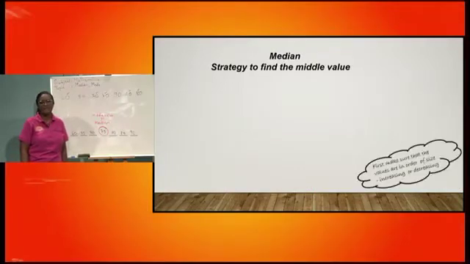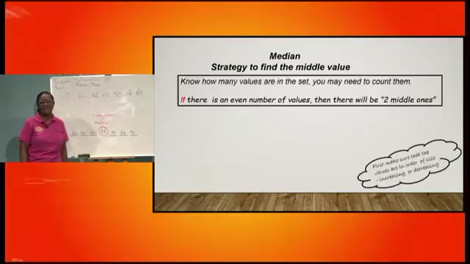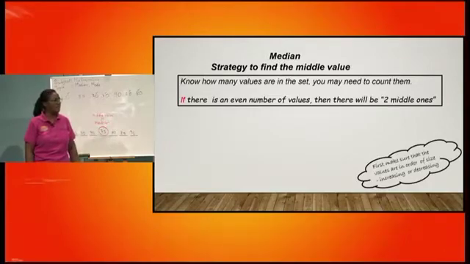All right. Let us look at the strategy again to find the middle value. You need to know how many values there are in the set. If it's not given, you might have to count. If there is an even number of values, there will now be 2 middle ones. For example, we'll look at it in a little while. Right? 2 middle ones, what do we do with 2 middle ones?